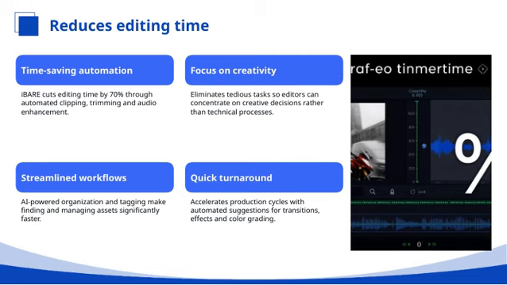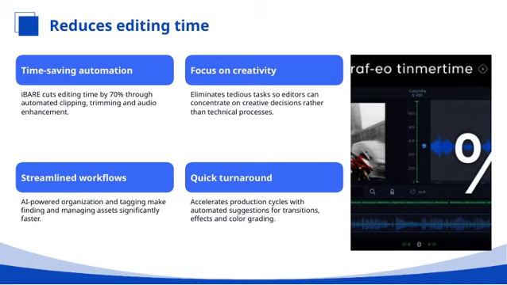Another key benefit is streamlined workflows. With AI-powered organization and tagging, finding and managing assets becomes much faster and more efficient. That means less time spent searching and more time actually editing. And finally, the platform helps speed up overall production cycles. Automated suggestions for transitions, effects, and color grading help accelerate the entire process, so you can deliver projects faster without sacrificing quality.